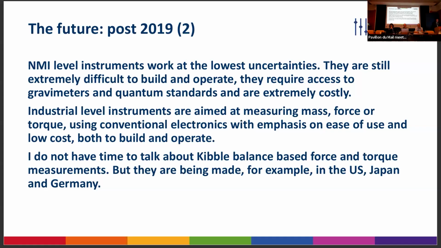Okay, so the NMI level instruments still work at the lowest uncertainties. They're still extremely difficult to build and operate, and you've got to have quantum Hall effect systems. You've got to have gravimeters, all sorts of things that are very, very costly. But if you're going for industrial level instruments, especially at lower uncertainties, you can measure mass, force, or torque. You can use conventional electronics, all sorts, but you're aiming at ease of use, low cost, and that really changes the game a lot.